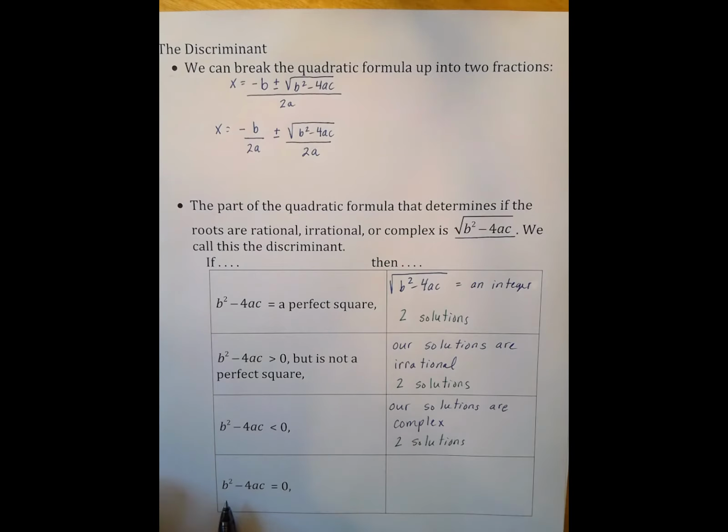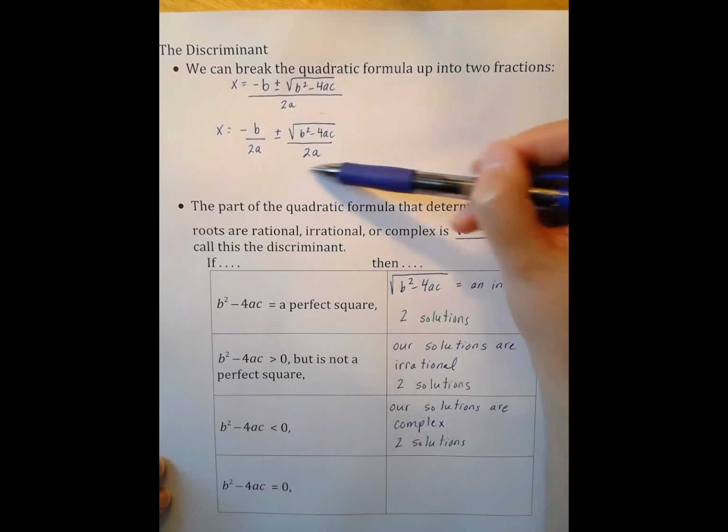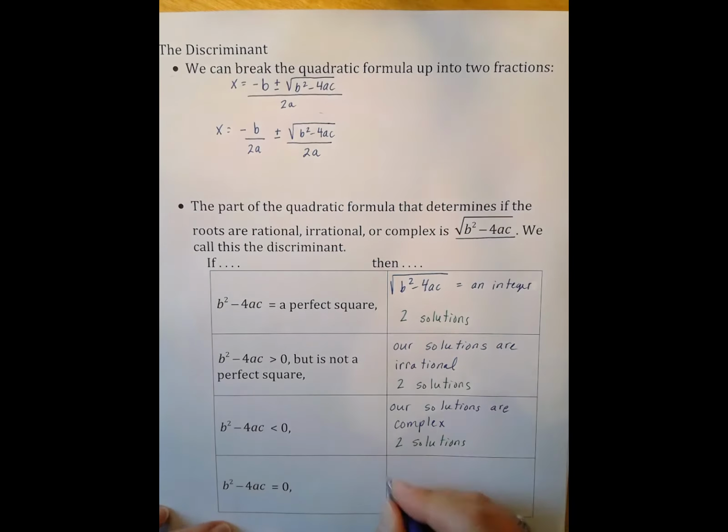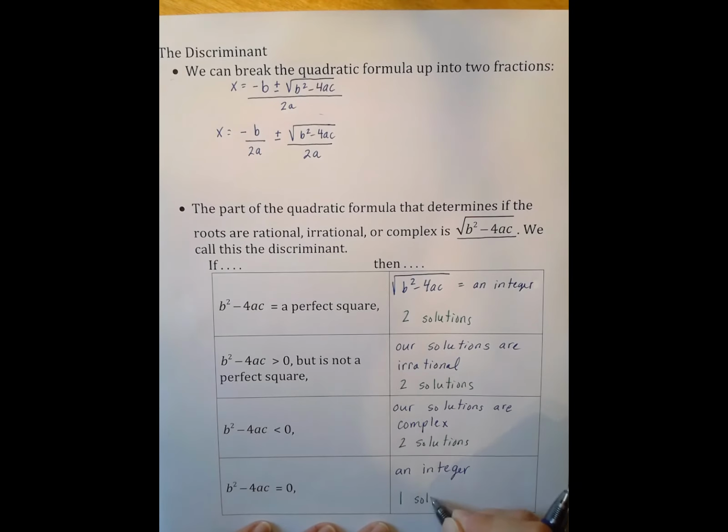However, if b squared minus 4ac equals 0, that means that this entire part of the fraction is 0. So that gets me an integer, and it is one solution. Which actually means that our b squared minus 4ac is an integer.